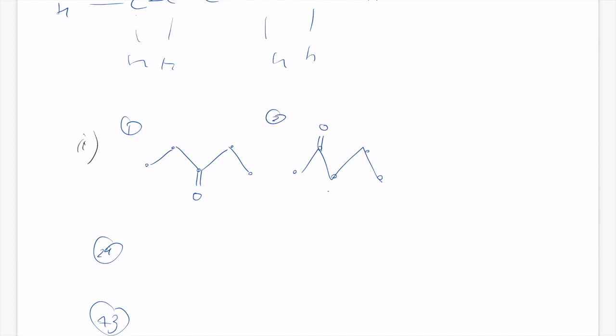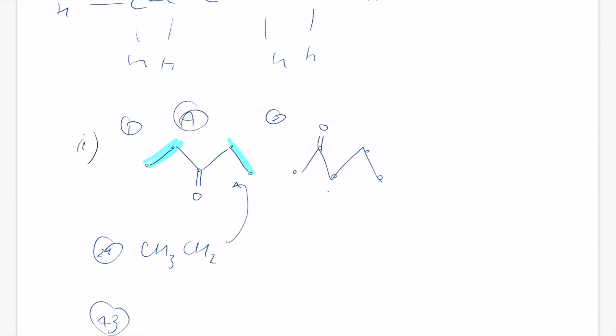So 29 corresponds to a CH3, CH2 fragment. But that's only here. 1 has a CH3, CH2 fragment, right? It's right here, or it's right here. So this checks out. This is A.